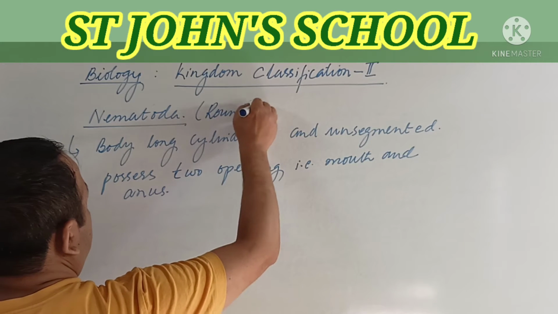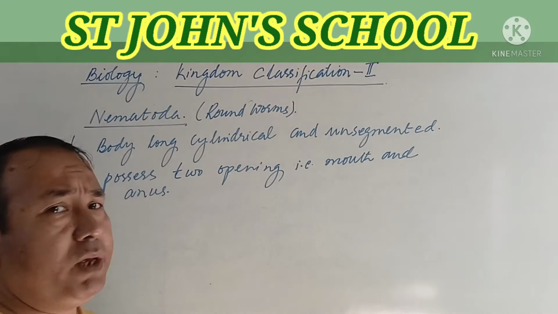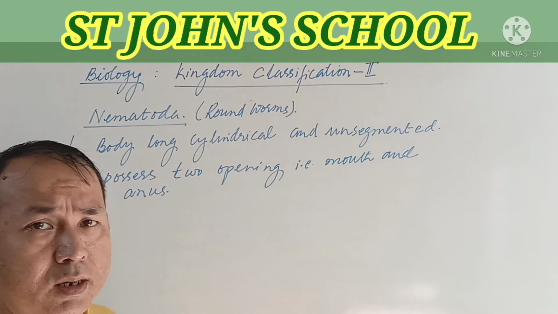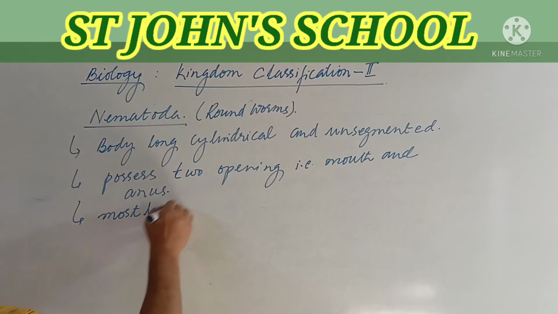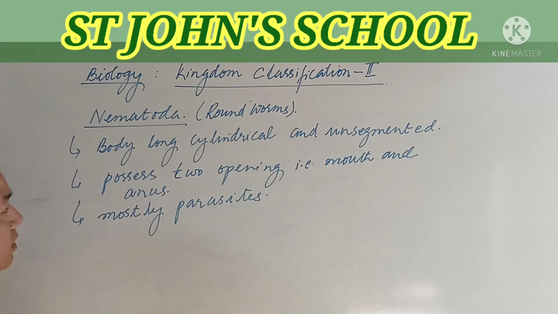Then after that, it is given here that these Nematoda are usually called roundworms. We commonly call it kirmi in Hindi, which usually grows in the stomach. Yes or no? So they are mostly parasites. That means they live in the body of the host and derive all the nutrition from their body. Then next come the examples.